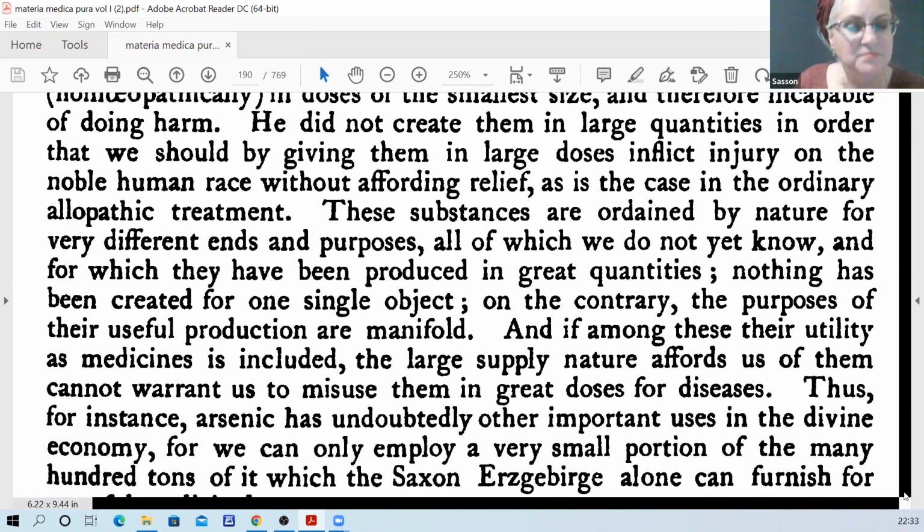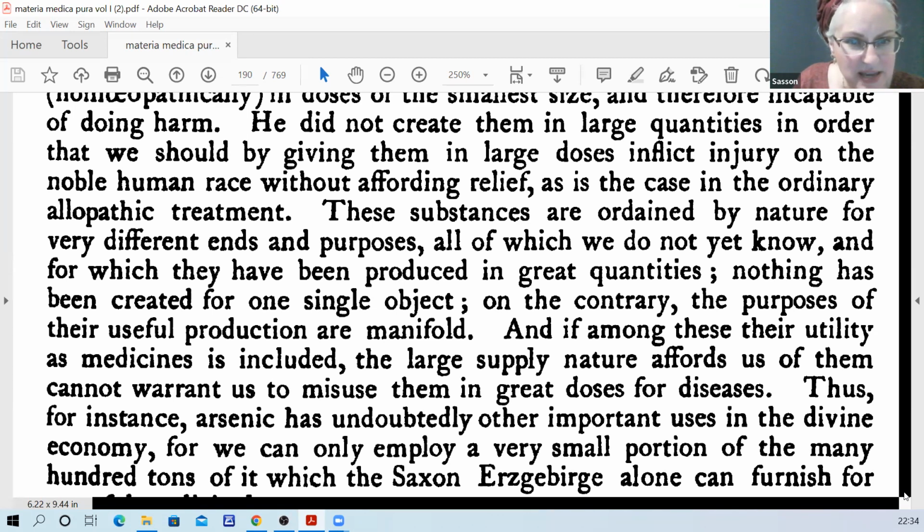Okay, so Hahnemann's saying that God created these substances, and instead of inflicting injury with them, we should turn them into homeopathic medicines, find out the pure indications, and then use them without harming others. These substances are ordained by nature for very different ends and purposes. Okay, we already went through that.